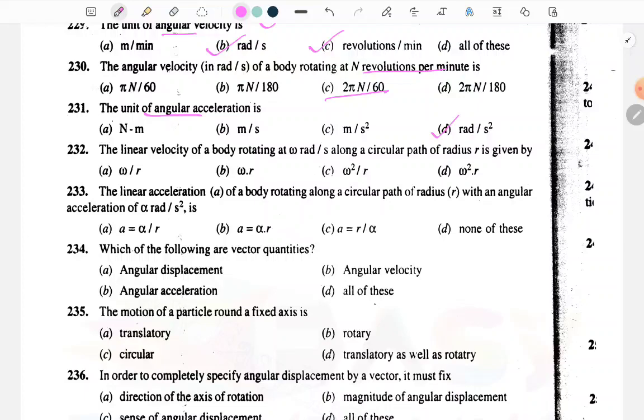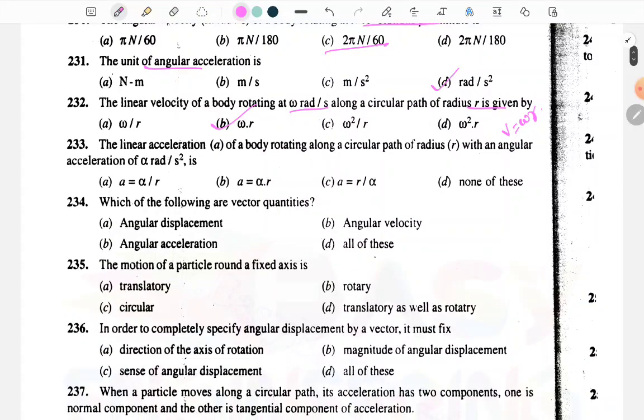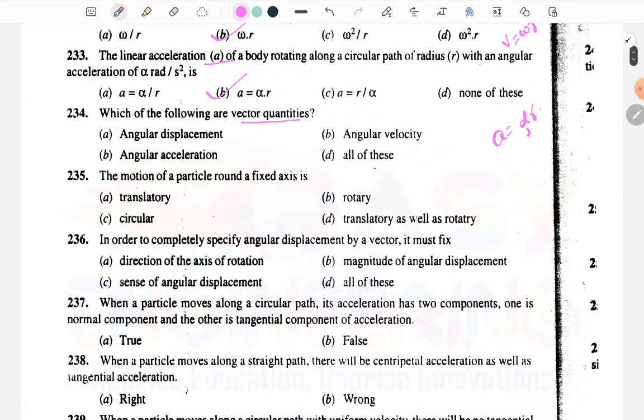The linear velocity of a body: v is equal to linear velocity, v is equal to omega into r. Linear acceleration a is equal to alpha into r, where alpha is angular acceleration. So 233 is B. Which of the following are vector quantities? Angular displacement, acceleration, angular velocity, all. So you focus only on these three.